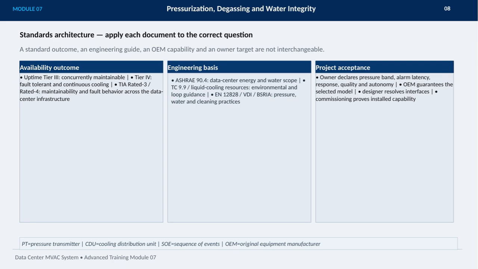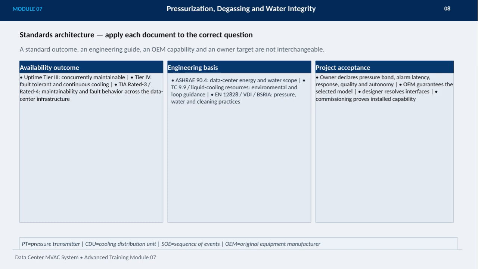On the engineering basis, various standards come into play. ASHRAE 90.4 covers data center energy and water scope. TC 9.9 provides environmental and loop guidance for liquid cooling, and standards like EN 12828, VDI, and BSRIA address pressure, water, and cleaning practices in detail.